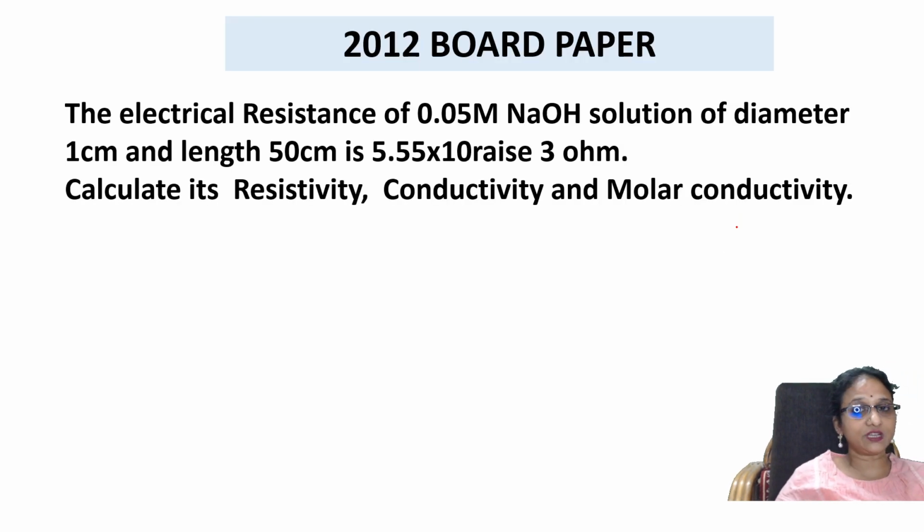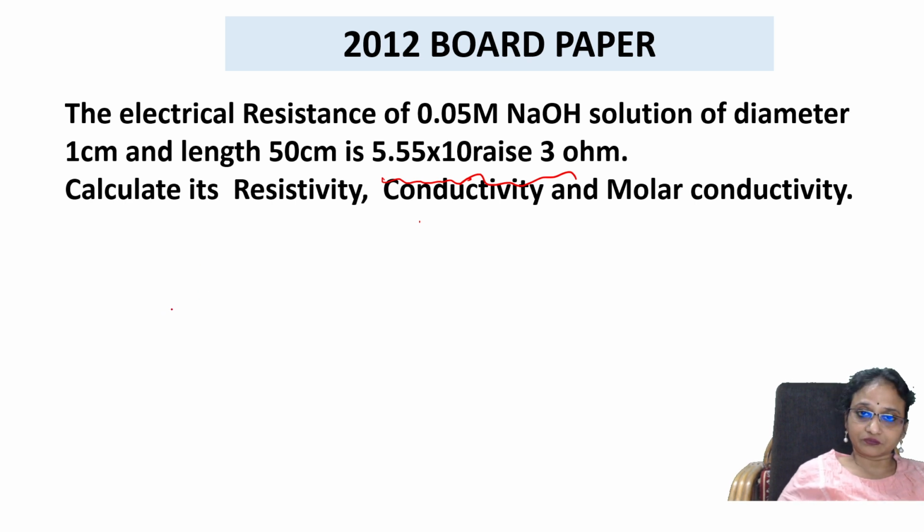Next question, 2012 paper. The electrical resistance of 0.05 molar sodium hydroxide solution in a cell of diameter 1 centimeter and length 50 centimeter is so much. So they have given this value. What should I find? I have to find its resistivity, conductivity, and molar conductivity. Easy, direct formulas. Let's write.